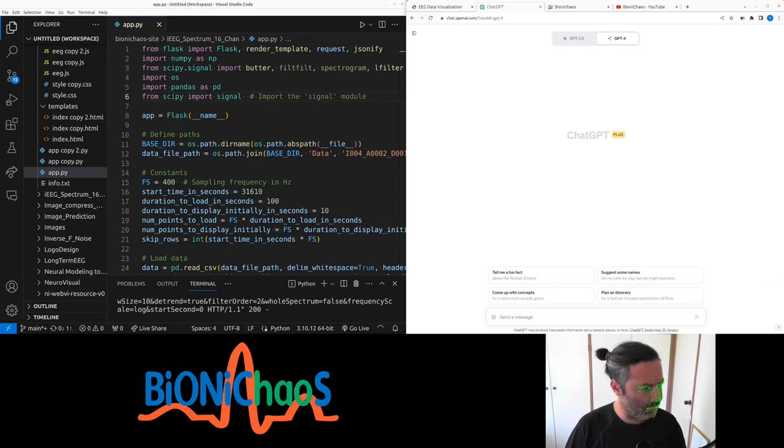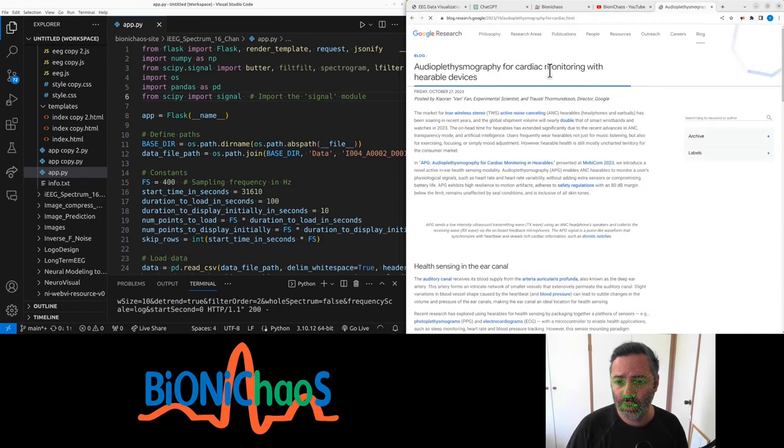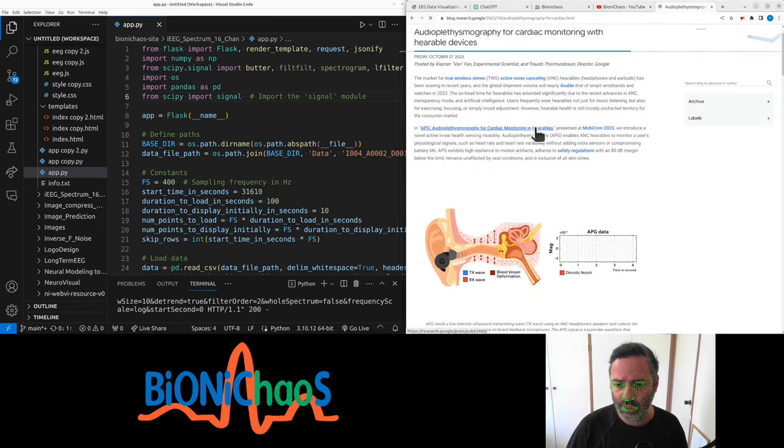Is this blog by Google that is suggesting that you can record essentially PPG? I don't know why they call it APG. Right, audio. And yes, on the chart here, it looks a lot like PPG.